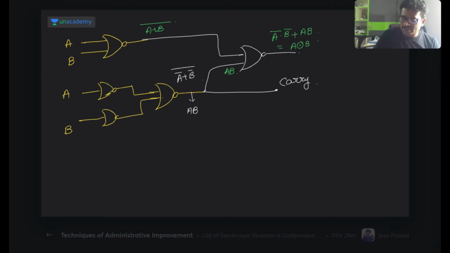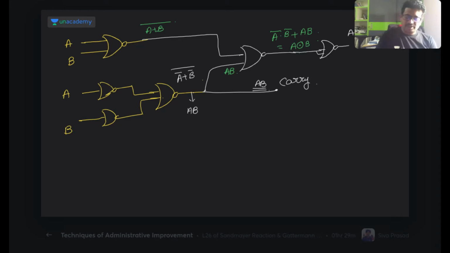But we need XOR. In the XOR case, what can I do here? I will connect one more NOR gate. Then I will get A XOR B. This A XOR B is nothing but the sum only. And here we will get AB, which is the carry.